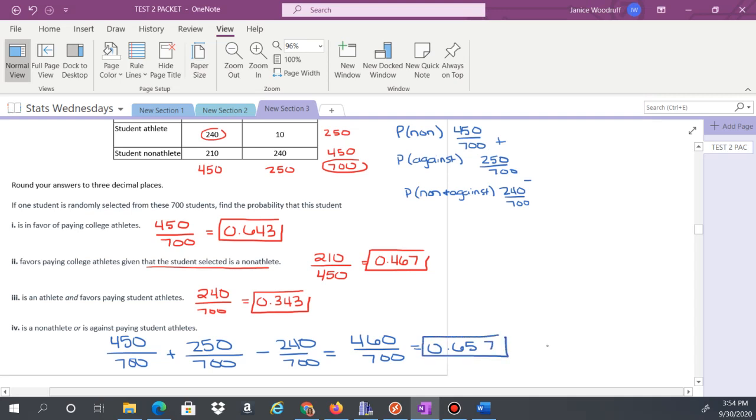So the nice thing about the two-way tables is you don't have to worry about memorizing too many formulas here. You can pick out the specifics on the table to help you with the problem, as long as you make sense of what the problem is actually asking you.